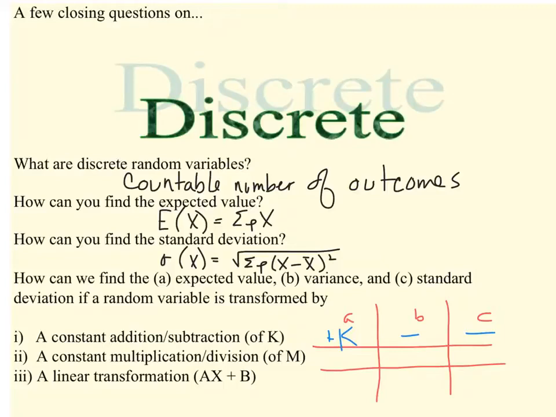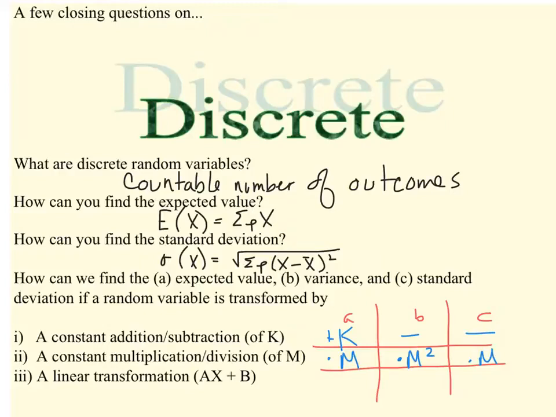If you do a constant multiplier or division, what happens to the expected value? Well, it gets multiplied by whatever that multiplier was. So does the standard deviation. However, the variance, and again, if you want to go back and look at this, we did an example where we actually calculated it, gets multiplied by the multiplier squared. Okay? Because, of course, variance is the square of standard deviation. So it's transformed by the square of the transform.